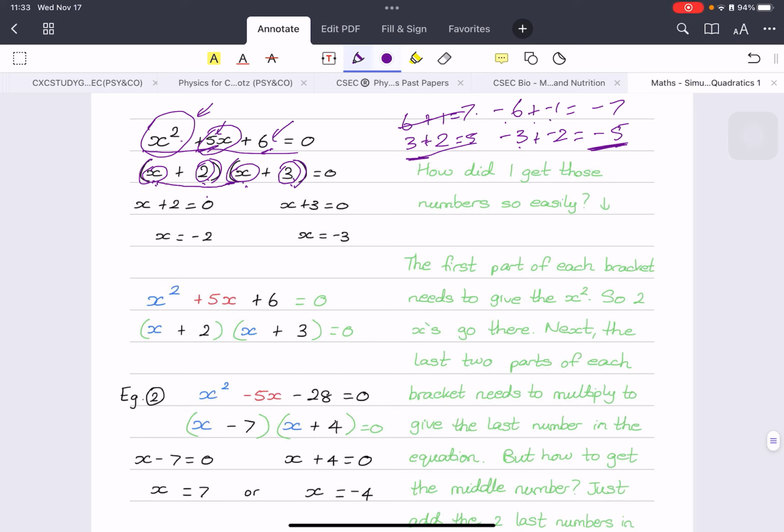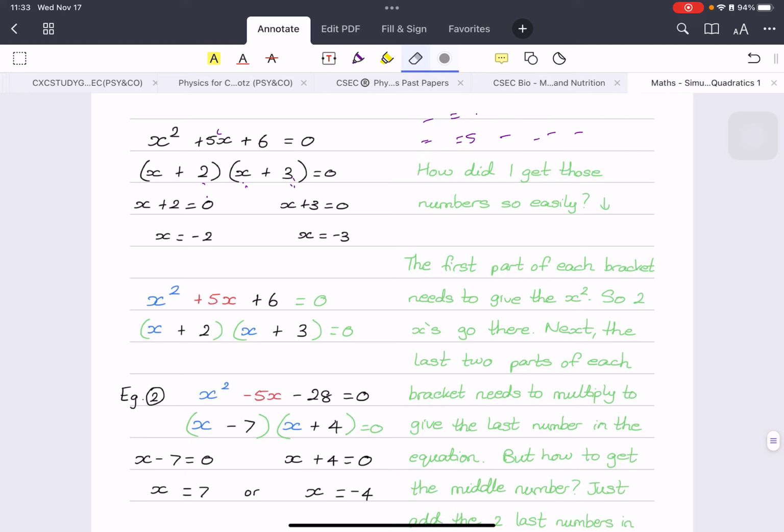Okay? The next step, I'm going to erase this so it could be a little more clear. You could go back to it if you want to get that working again. The next step now is to solve for x. So we separate each bracket now and make it equal to 0. So this becomes x plus 2 from this bracket equals 0. And then x plus 3 equals 0 from this bracket. And then we can easily solve for x. X is equal to minus 2. X is equal to minus 3.